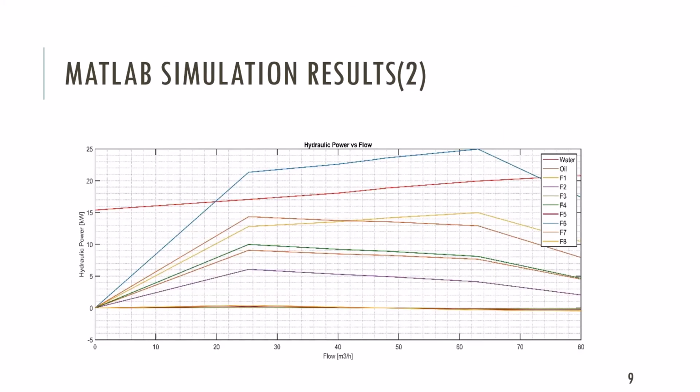This is due to the necessary power to pump the fluid. The figure of the hydraulic power allows us to see the parabolic behavior. This power increases with the flow to a point where the head is so low that the hydraulic power decreases.